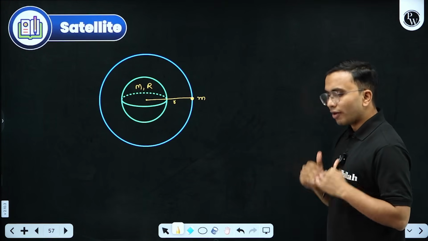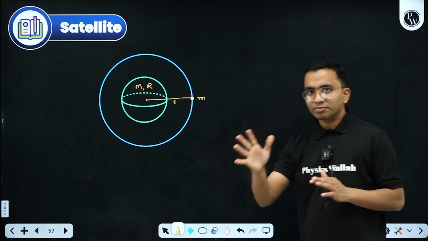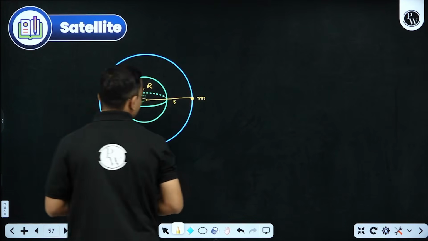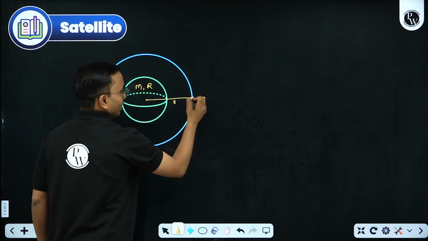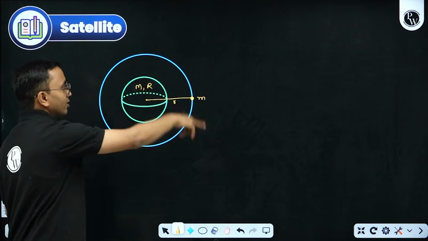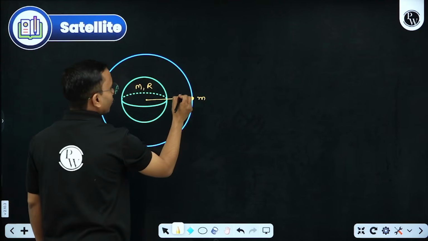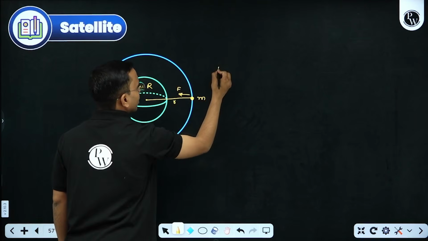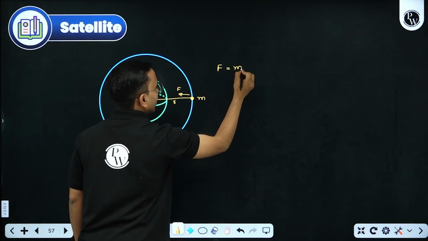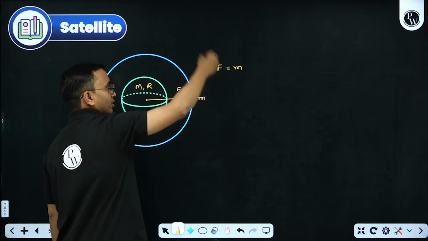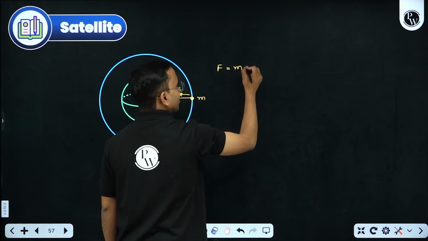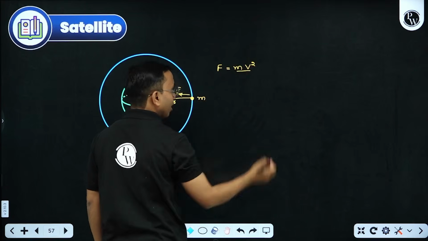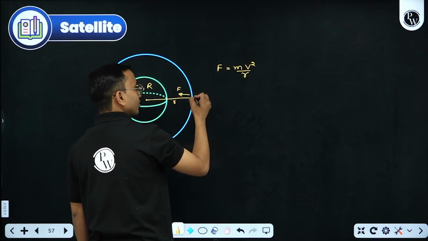But for our level we cannot consider that also. So on our level we consider due to Earth only. So due to Earth, this mass is m, it is moving in a circular orbit. So I'll say whatever gravitational force is there due to Earth, F, equals my mass into my centripetal acceleration, because this is moving in the circle. Centripetal acceleration is v square by r, it is moving with speed v.